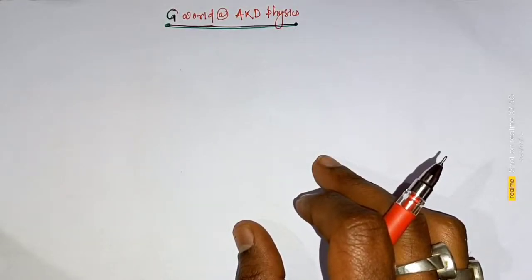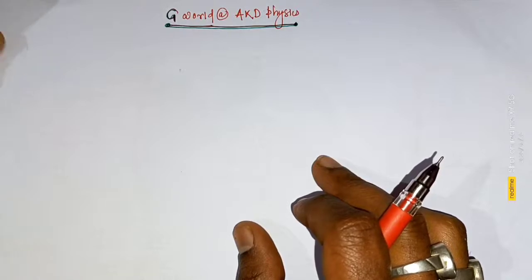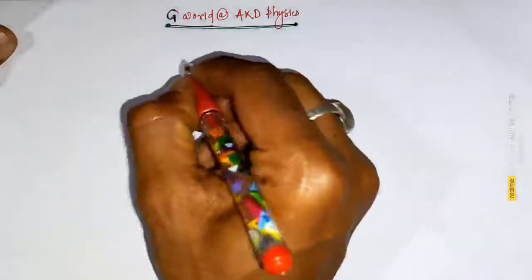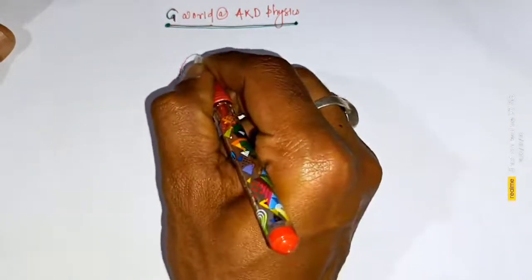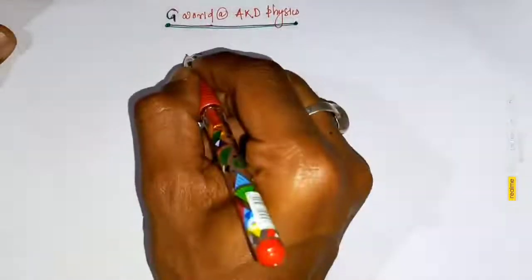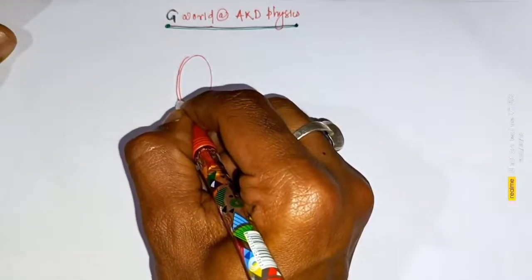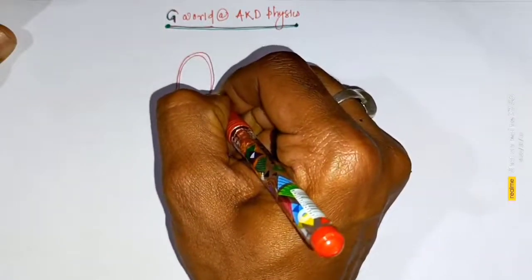Today we will discuss one of the applications of electric field: the electric field on the axis of a ring. So let me derive the electric field on the axis of a ring. I am considering a charged ring. This is my charged ring. A charge Q is uniformly distributed on the ring.